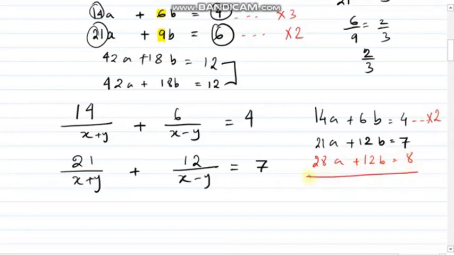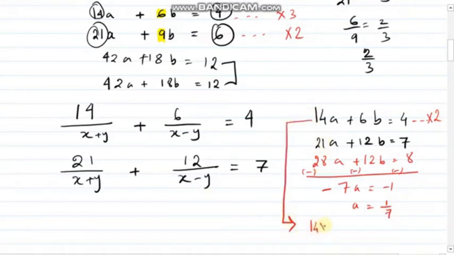If I subtract, I will get minus 7a equals minus 1, hence a will be 1 divided by 7, right? If I put a equals 1 divided by 7 here, 14 into 1 divided by 7 plus 6b equals 4.